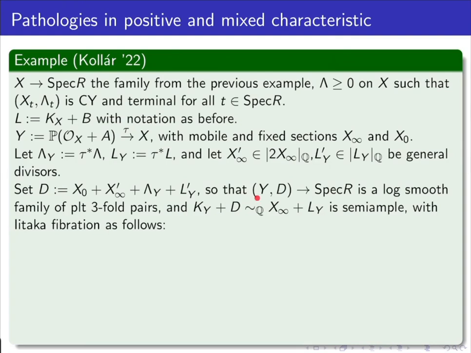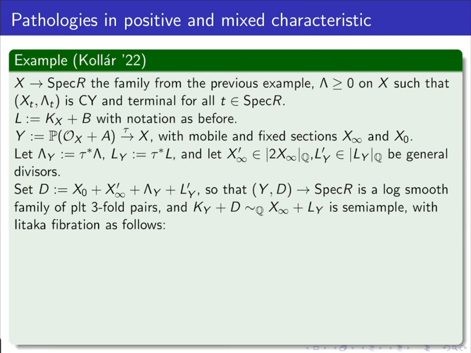you can check that this family becomes a log smooth projective family of PLT threefold pairs, with X_0 being the PLT center. And you can verify that K_Y + D is actually Q-linearly equivalent to X_∞ + L_Y. So in particular, it's semi-ample. Both these divisors are semi-ample, so their sum is. And in the Iitaka fibration, we can actually draw a picture of it.